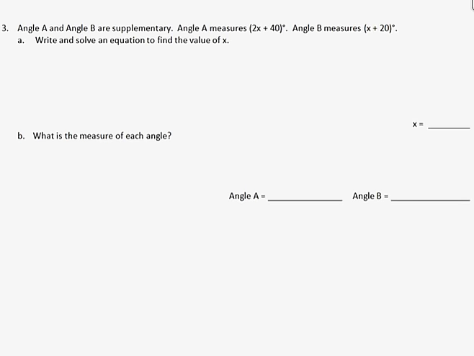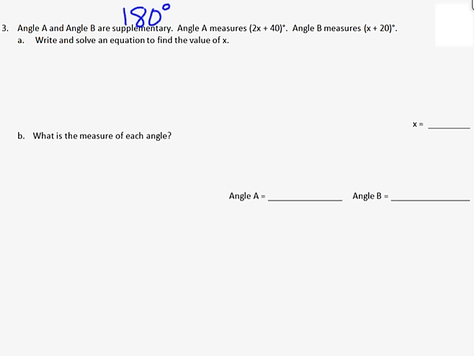All right, number 3. Two angles are supplementary. Make sure you know your vocab. Supplementary angles add up to 180 degrees. So angle A is 2x plus 40, and angle B is x plus 20.